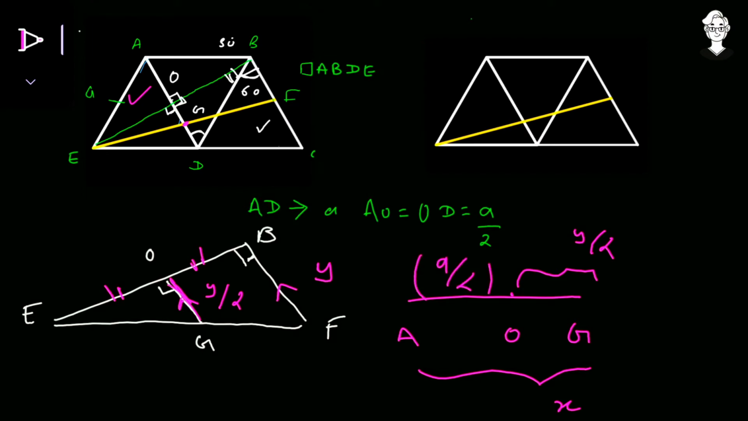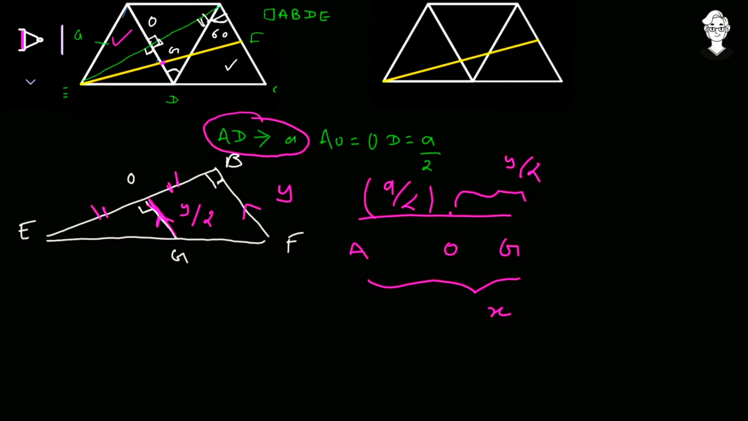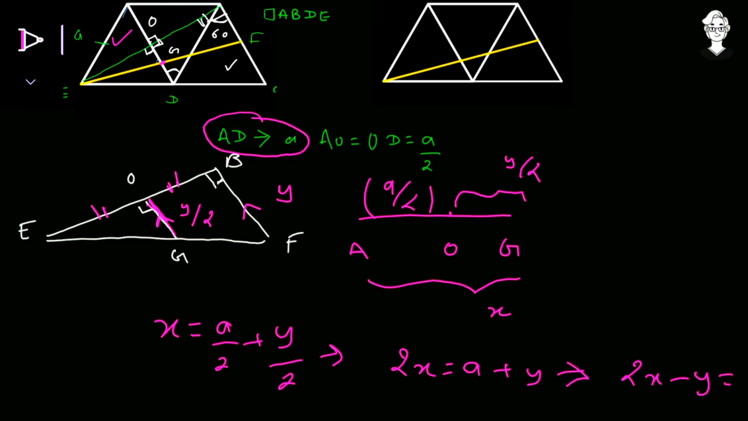That was half the side of this equilateral triangle, and I've considered the side of the equilateral triangle to be equal to A. So what I have is a straight line, that's X, and it has been bisected into two segments. So the addition of those two segments is equal to X. So X is equal to A by 2 plus Y by 2. From here I get that 2 times X is equal to A plus Y, so 2 times X minus Y is equal to A.